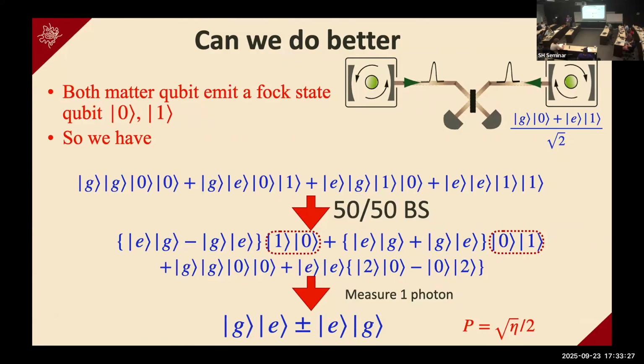In this particular case, I have certain cases where I have one photon in one mode, nothing in the other, or vice versa, with a certain Bell state. I have other cases where I have no photons or two photons. So I'm going to use photon number resolving detectors, and condition on detecting only one photon. If I detect only one photon, I get either this state or this state. So I get GE plus or minus EG with a probability that is not eta over 2, it's now the square root of eta over 2. Why the square root of eta? Because basically a single photon only travels half the distance.